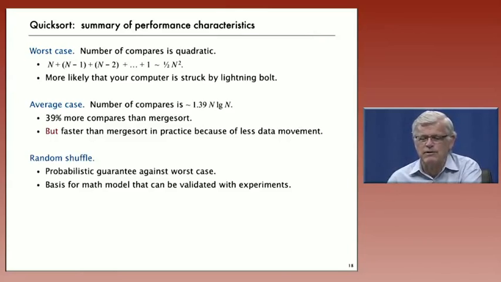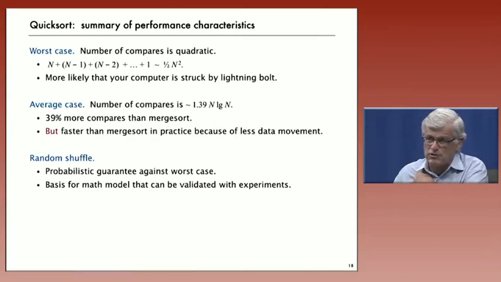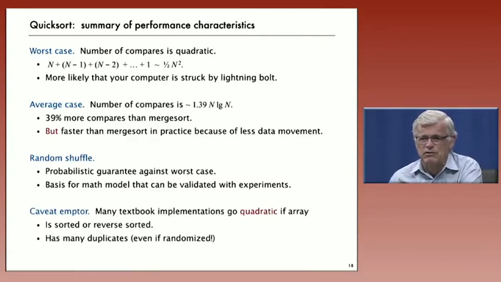So the random shuffle is a key for good performance in quicksort. It gives us the guarantee that the worst case is not going to happen, and also it allows us to develop a math model that we can go ahead and validate with experimentation. You run quicksort and you count compares. If you did the random shuffle, it'll be about 1.39 n log n compares, and its running time will be proportional to n log n, and it'll be a fast sort, and that's why people use it.